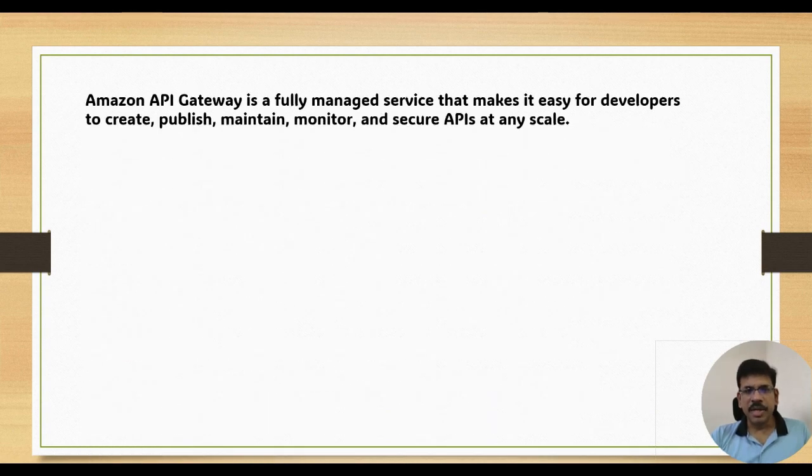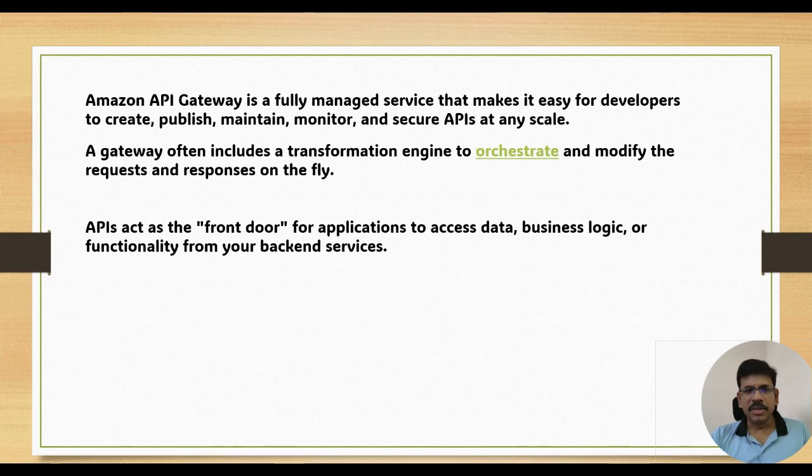API Gateway is a fully managed service. It's one of the major building blocks of the serverless offerings of AWS that makes it easy for developers to create, publish, maintain, monitor, and secure APIs at any scale. So API Gateway acts as a front door for applications to access data, business logic, or functionality. Anything you want to expose to the outside, you can provide via an API.